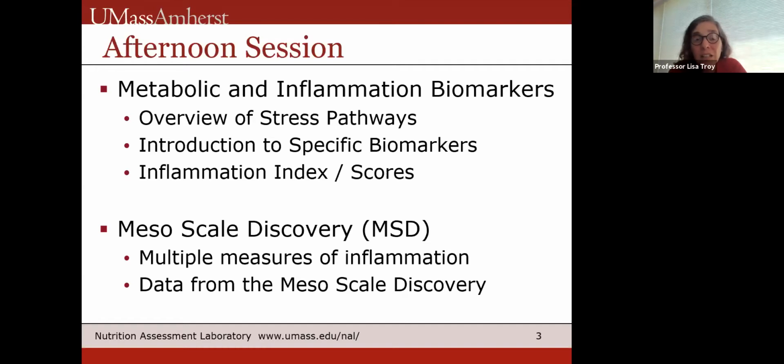And then we'll talk about the advantages of inflammation indices and scores. I think we're trending more and more that way to at least look at more than one inflammation biomarker. Because of the complicated pathway, it gives you more information to really hone into what your findings mean. We're going to take a little bit of a break, and then we're going to introduce you to the mesoscale discovery, which is a processing unit that allows you to look at multiple inflammation markers at one time. And then we'll also talk about data from the MST.